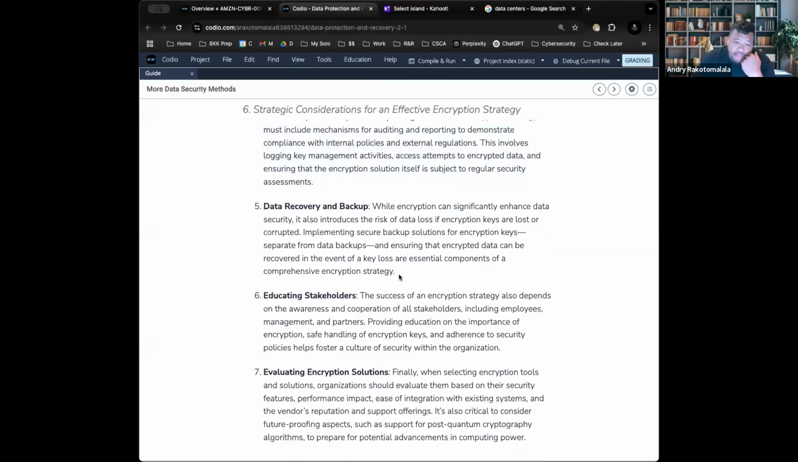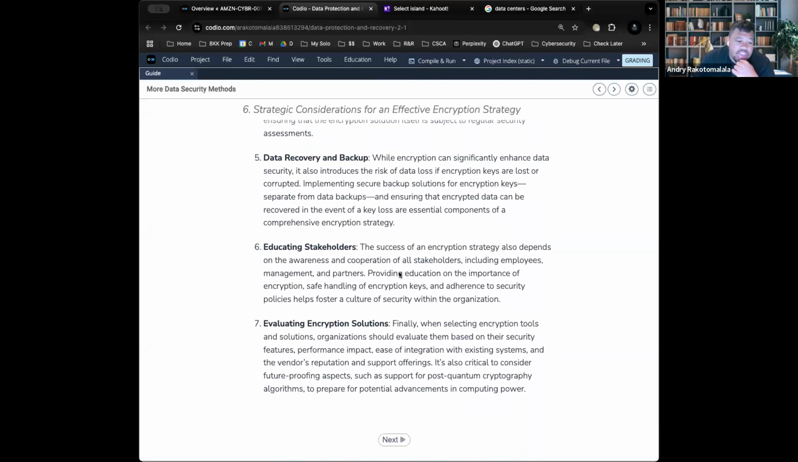Data recovery and backups. Because encryption takes up a lot of data, you need to have a backup of all the encryption functions. Okay. So make sure that you have a backup of all the encryption keys, so you don't have a single point of failure. That's important. And then the last two is making sure to educate your stakeholders to let them know, hey, this is how the keys work. If you ever have any issues, reach out to us here.